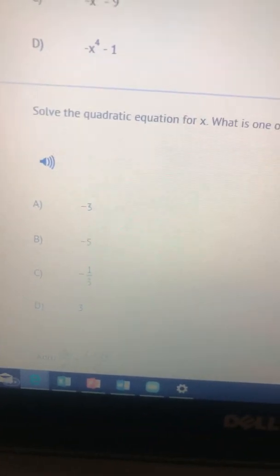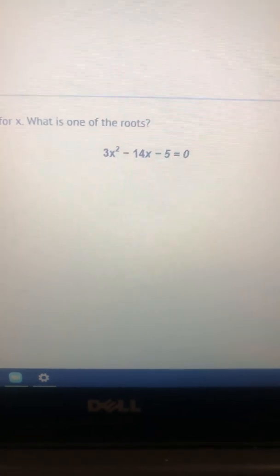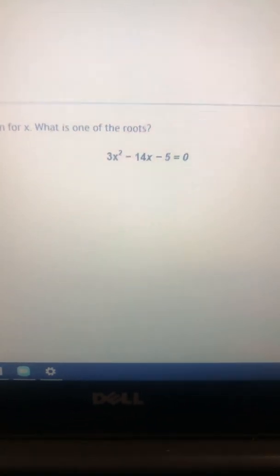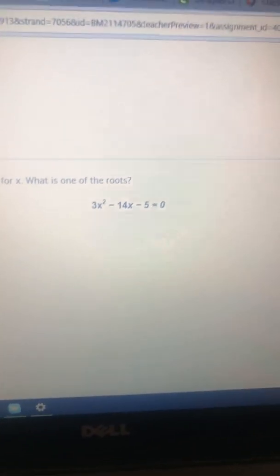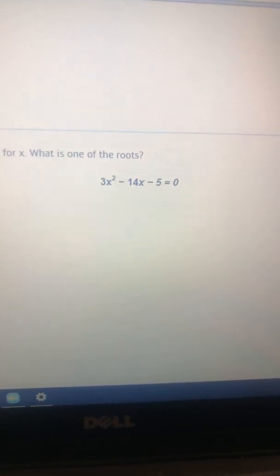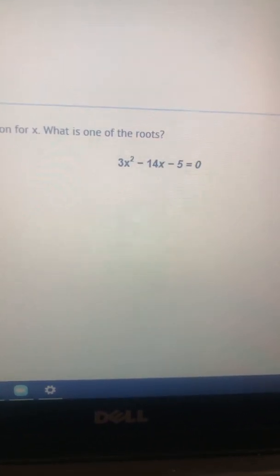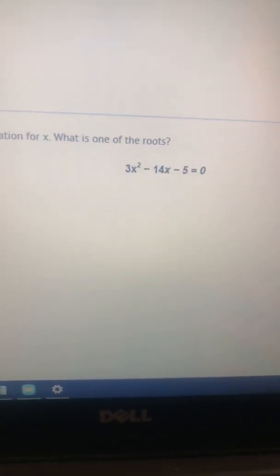Number 2 says solve the quadratic equation for x. What is one of the roots? So here we're just going to call back to unit, I believe it was 3, where we solved quadratics. We have 3x squared minus 14x minus 5 equals 0. I have just written this here. So I'm going to try to solve this by factoring. To me, factoring is the easiest way to do it if it is factorable.